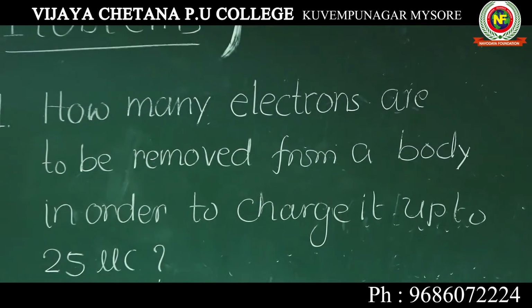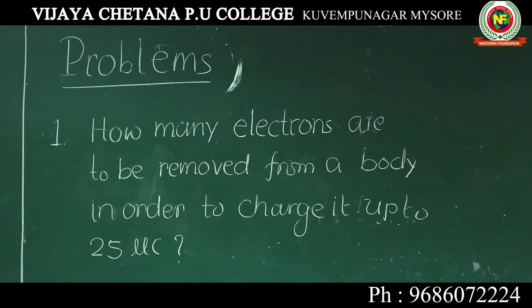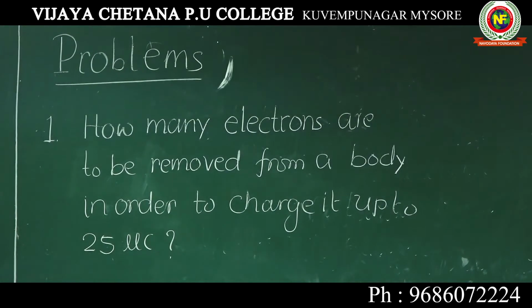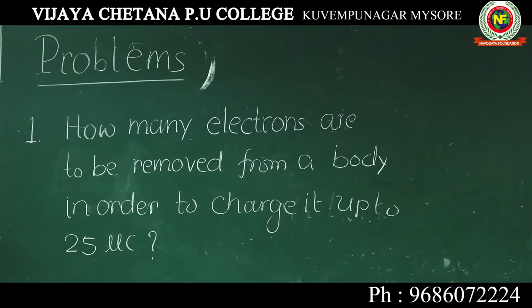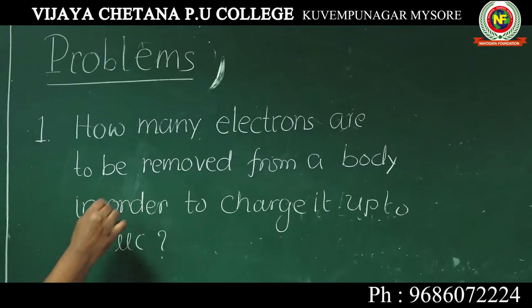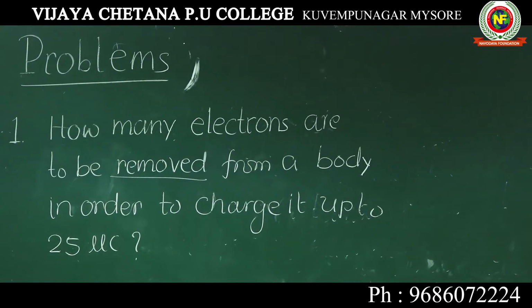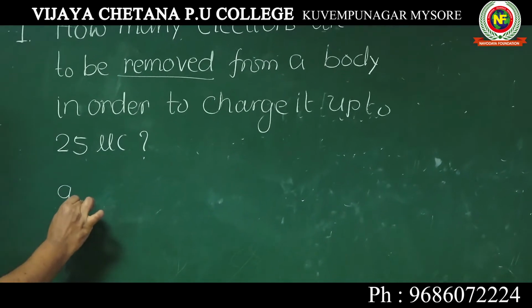Look at the question. How many electrons are to be removed from a body in order to charge it up to 25 microcoulomb? See, there is an object which is to be charged positively. Removal of electrons. Removing the electron results in positive charging.